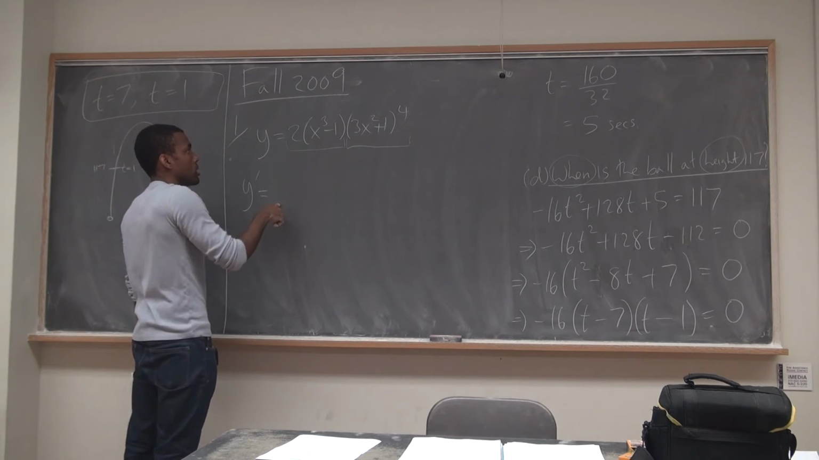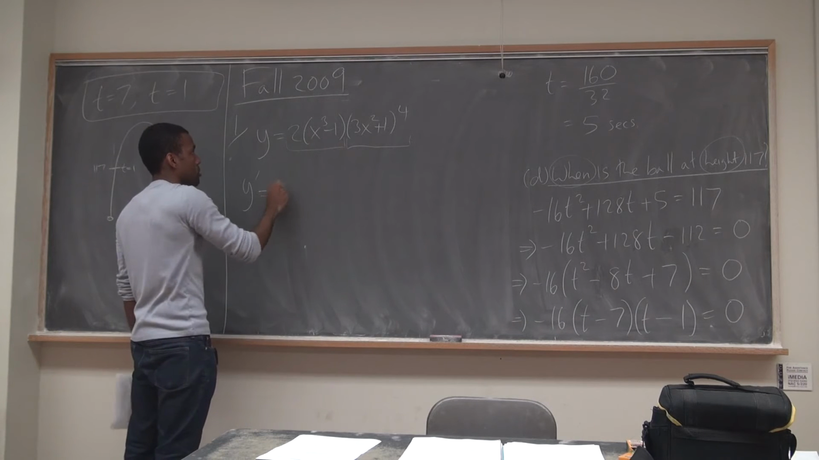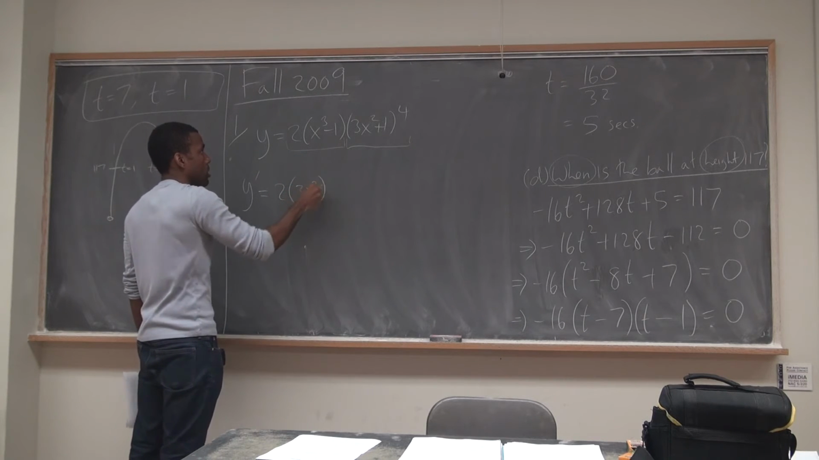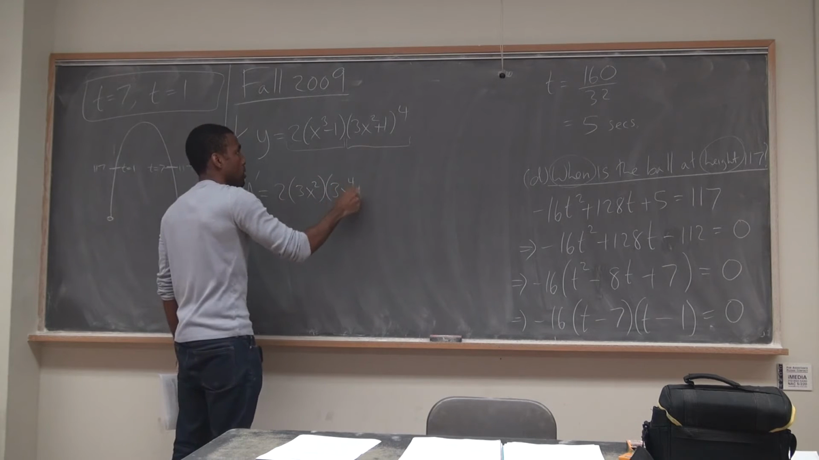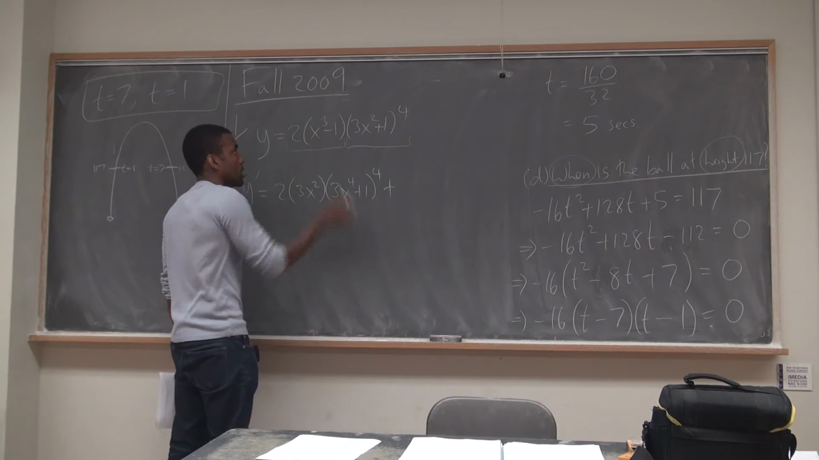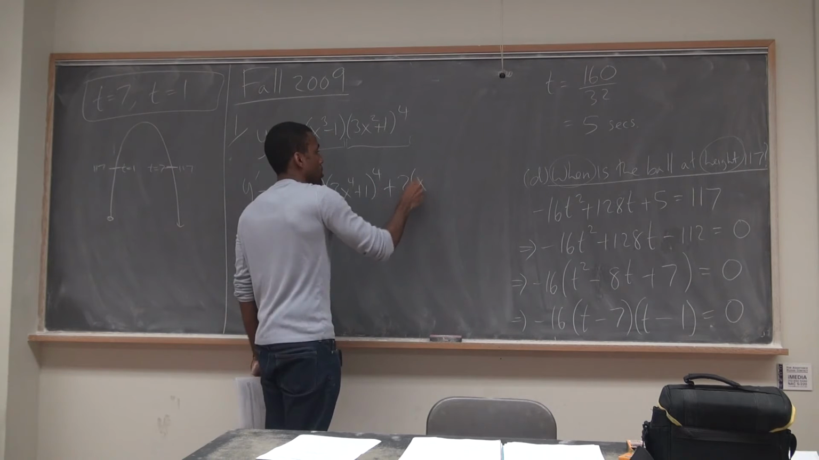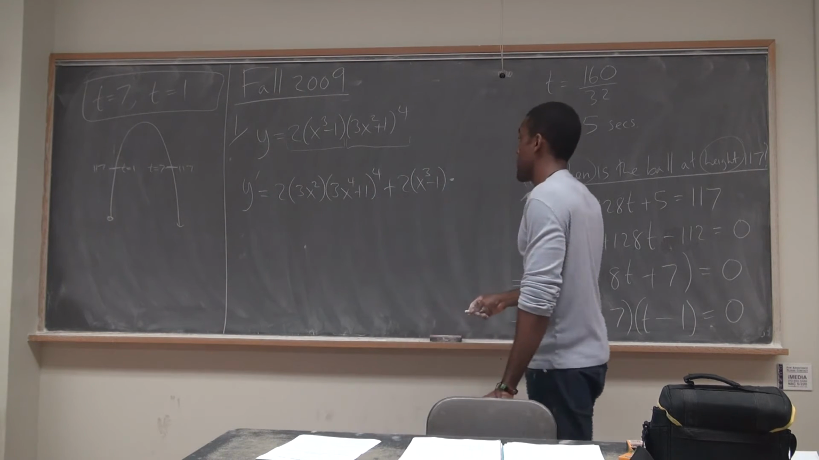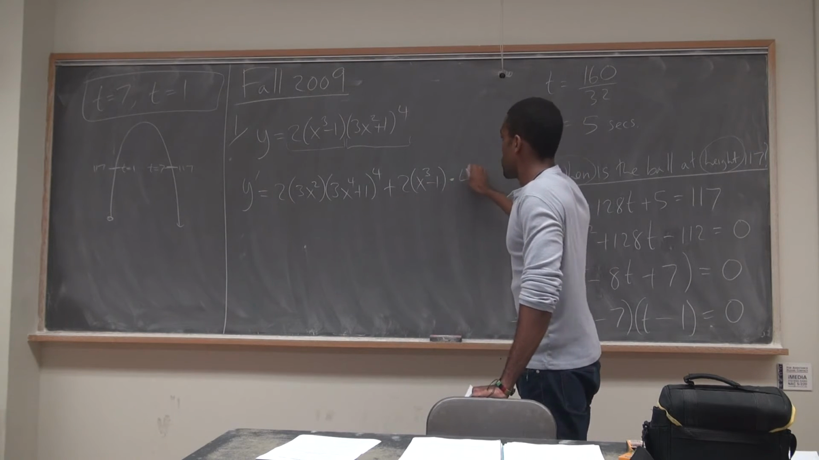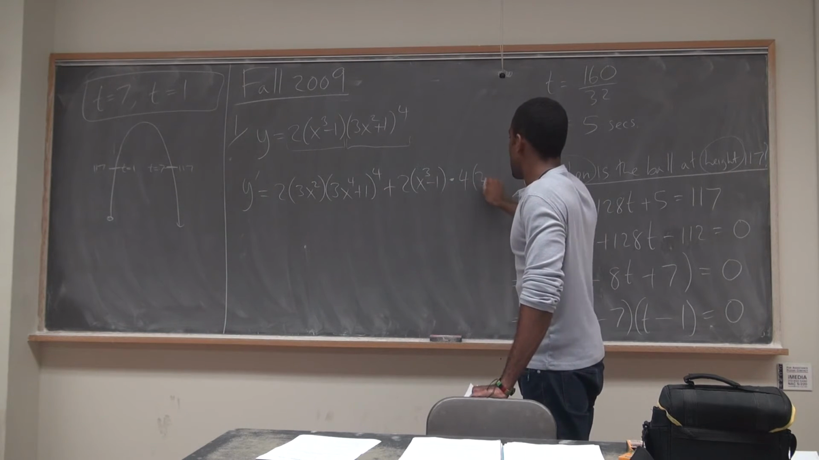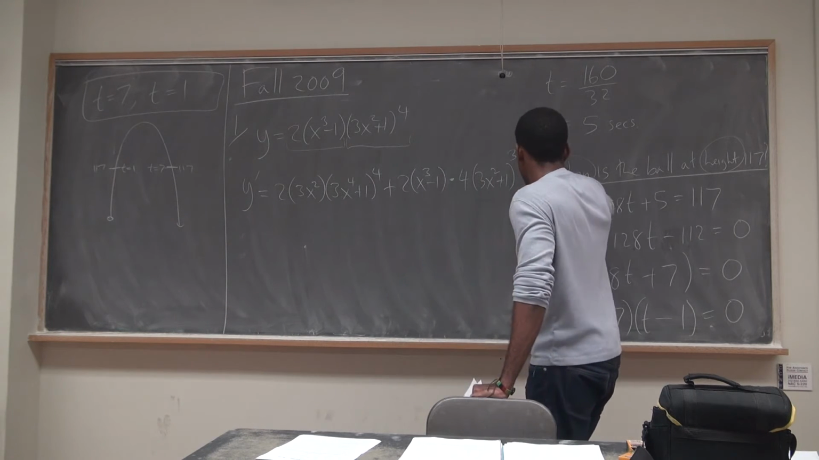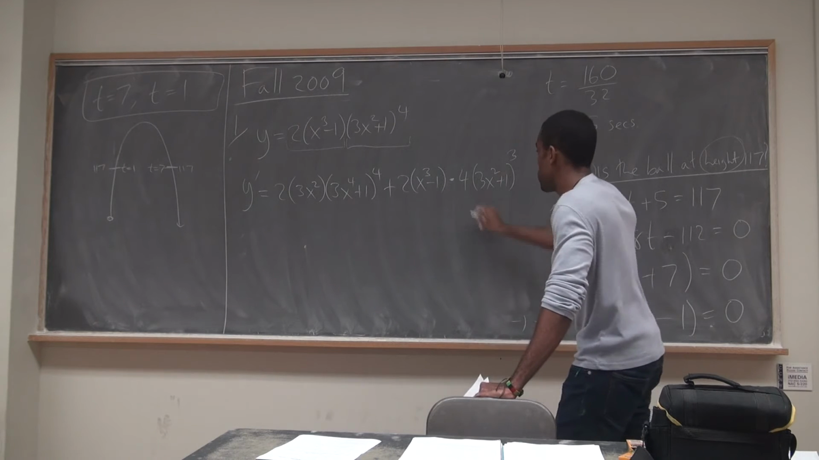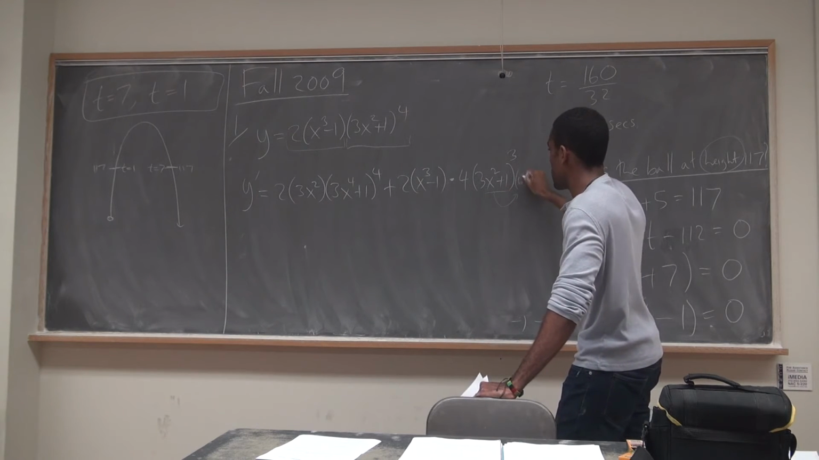Okay, so product rule says differentiate this, leave that alone, plus, now I leave this alone, and I differentiate that, which is going to be what? 4 times 3x squared to the third times 6x, times the derivative of this guy, which is going to be 6x.